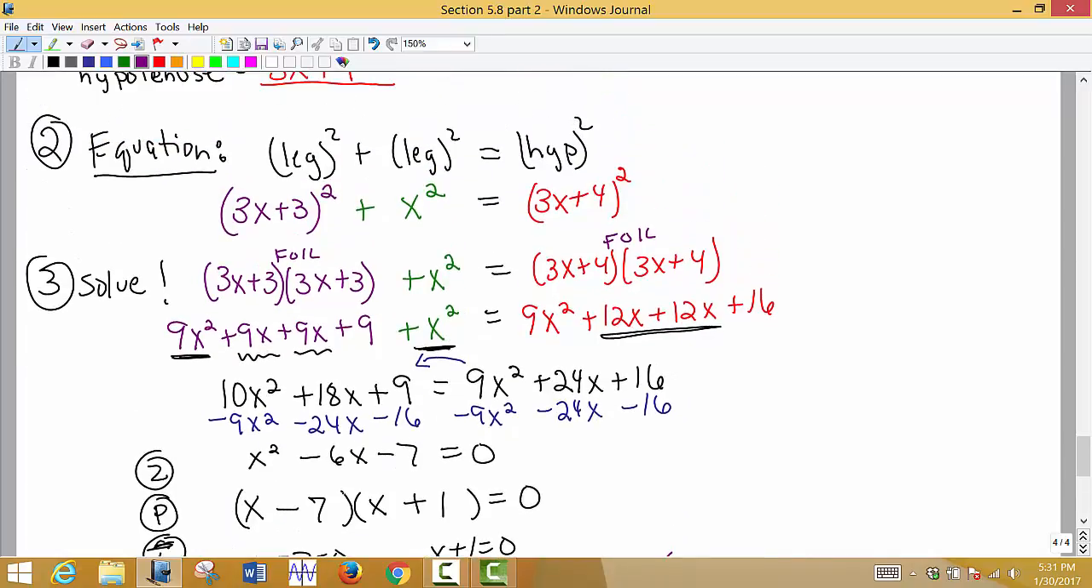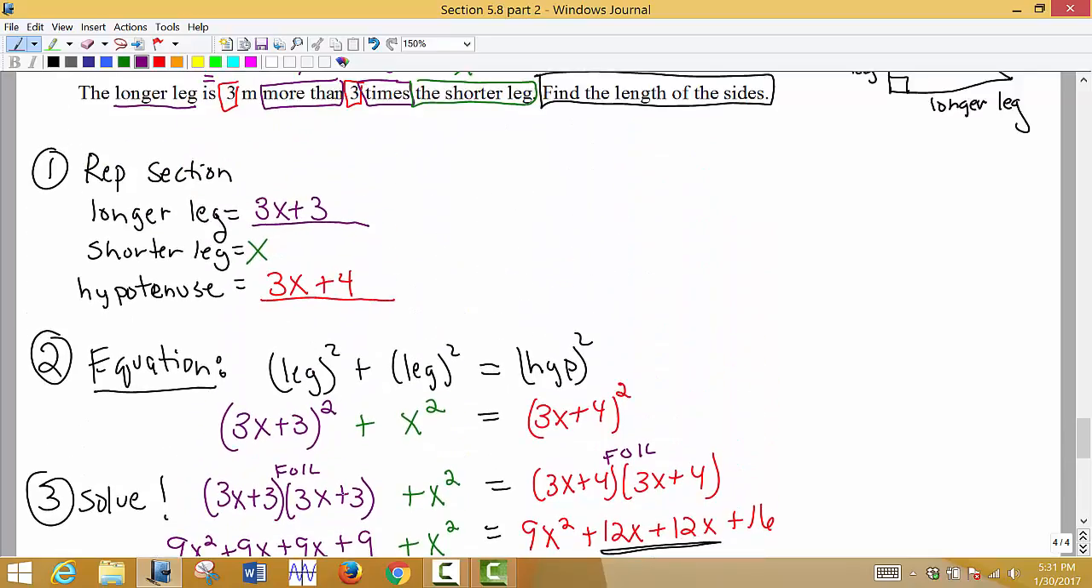So I will take this solution and go back up to the representation section. I found that the value of x was 7. So that means I know the length of the shorter leg is 7. How do I find the length of the longer leg and also the hypotenuse? I will take that x value of 7 and plug it in place of x in the expression that explains what the longer leg is. So 3 times 7 plus 3, that gives me 21 plus 3, and the answer now is 24 meters for the longer leg.